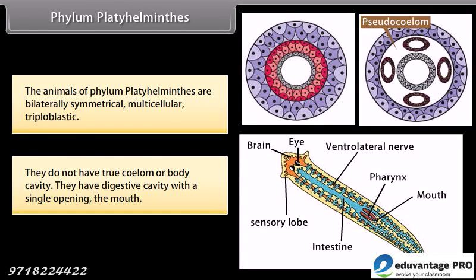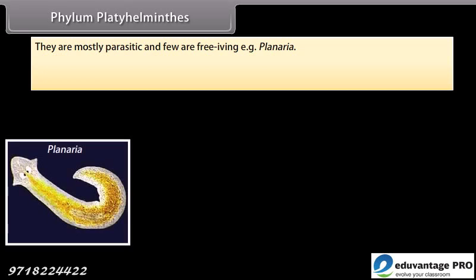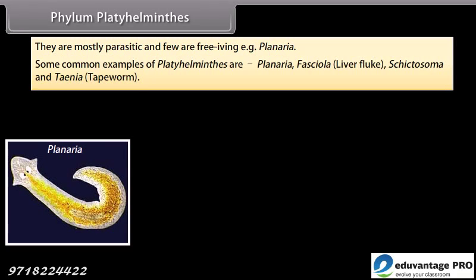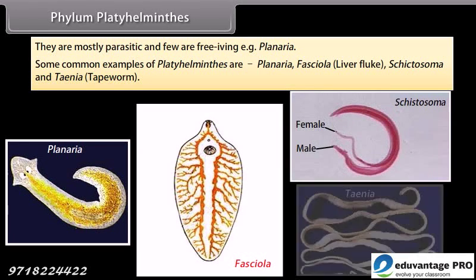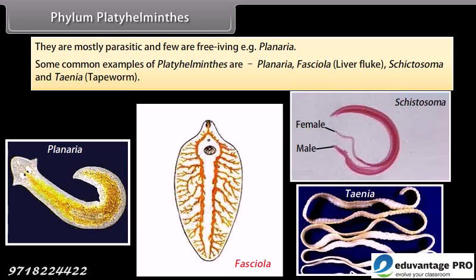They have a digestive cavity with a single opening, the mouth. They are mostly parasitic and few are free-living, example, planaria. Some common examples of Platyhelminthes are planaria, Fasciola, liver fluke, Schistosoma, and Taenia, tapeworm.